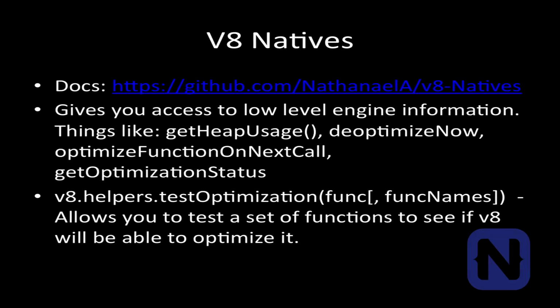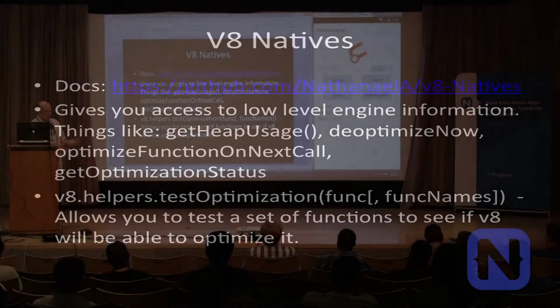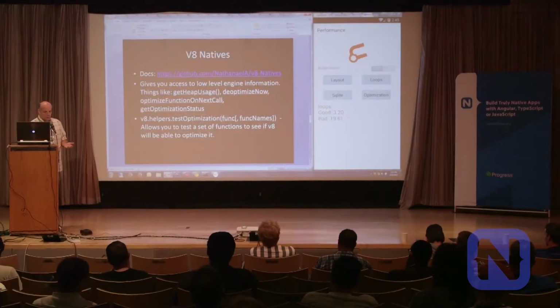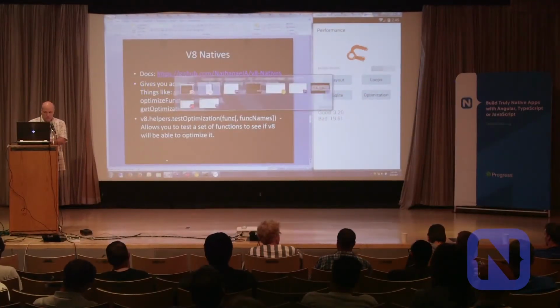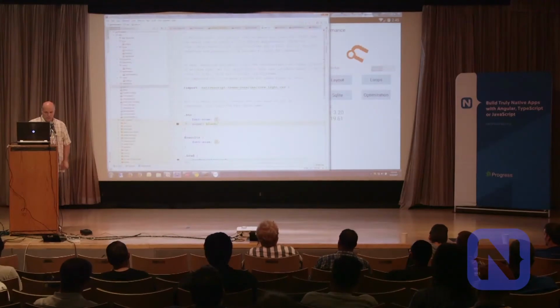And you can actually say, is this function optimizable? It will run the function several times through its optimization system and verify whether it can be optimized or won't be optimized, which is very useful if you're seeing a performance hit. You can say, I would like to check the optimization of it. So I'll show you some code.